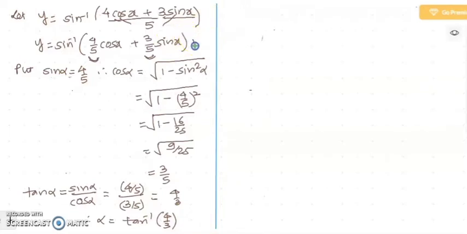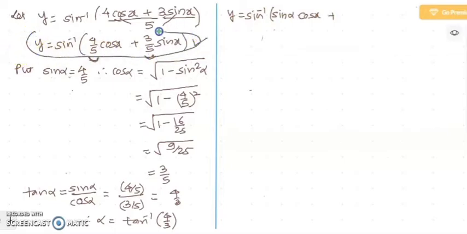Now start with this expression. y is equal to sin inverse of 4 by 5, written as sin alpha, into cos x, plus 3 by 5, which is cos alpha, into sin x. Keep an eye on this step, where the expression is being rewritten.